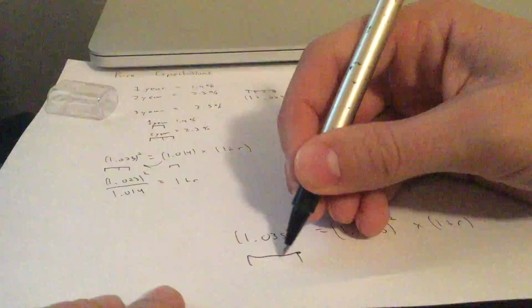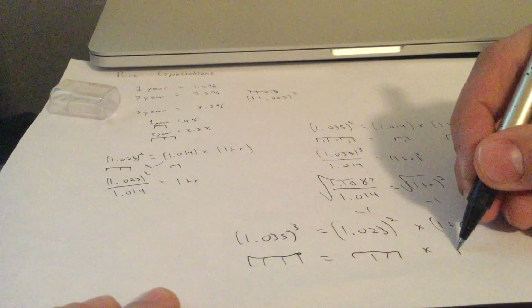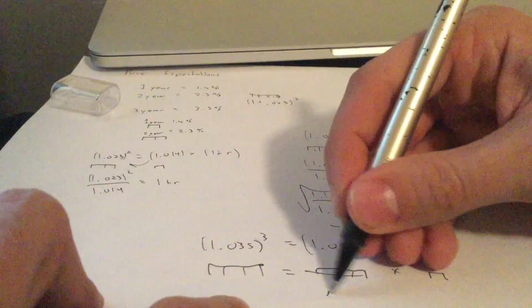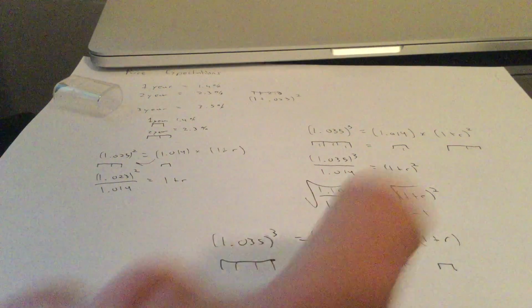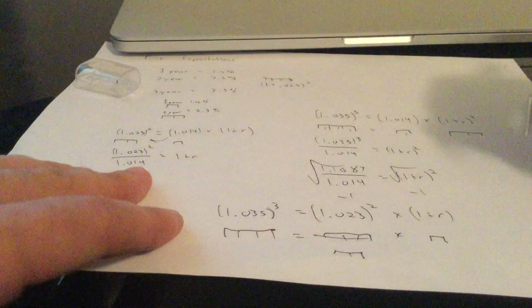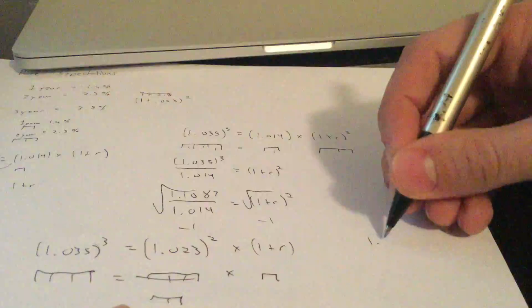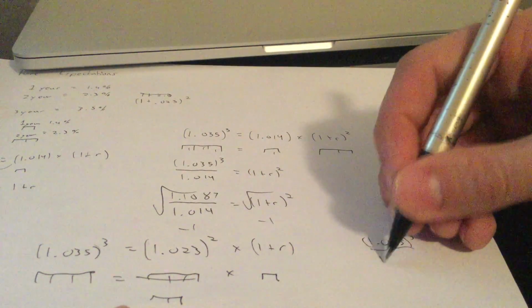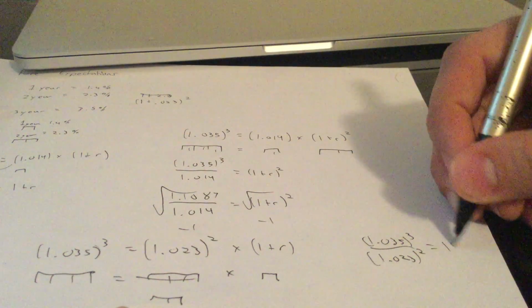So I have 3 boxes over here. I have 2 right here, and I'm just trying to get that last one right here. So a 3-year time horizon, 2 years from now, trying to solve that last one. So go ahead and solve for that really quickly. I'm going to do all my solutions out here on this side. It's going to be 1.035 cubed divided by 1.023 squared is equal to 1 plus r.